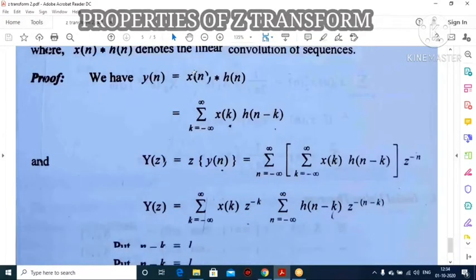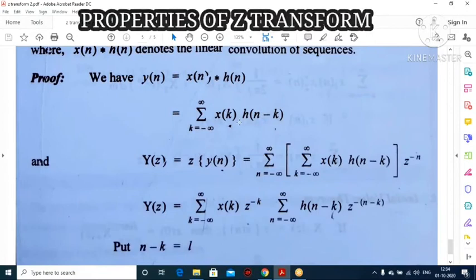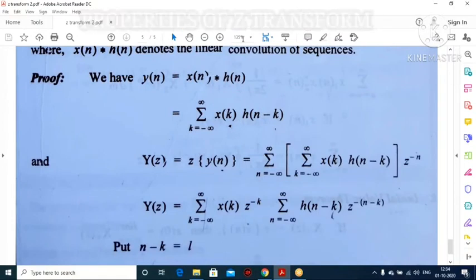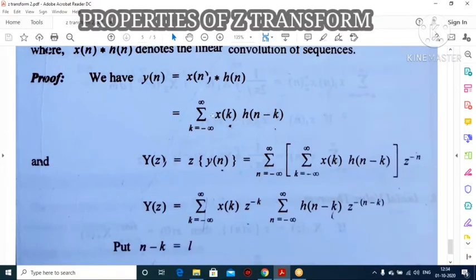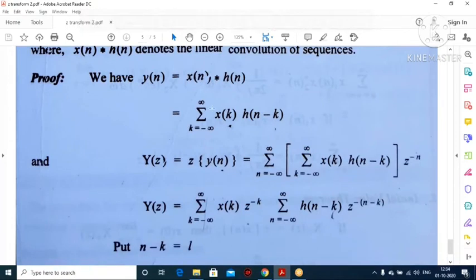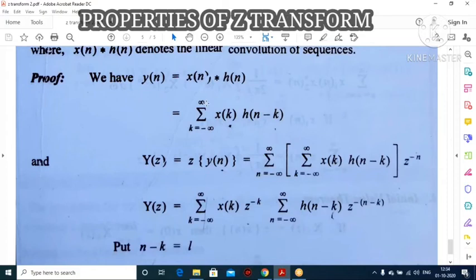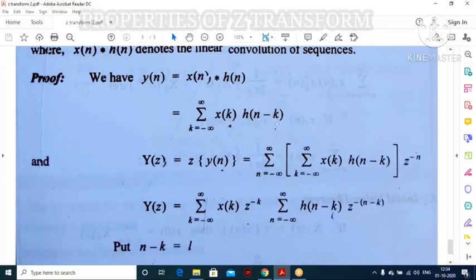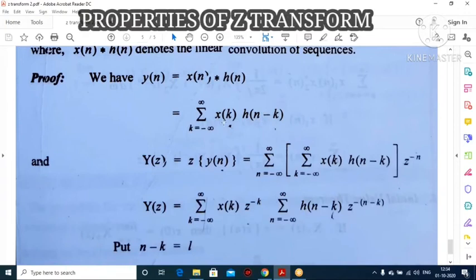So summation of x of k into h of n minus k. This is nothing but the definition of convolution. The definition of convolution is y of n equal to x of n star h of n. So it can be written as summation k equal to minus infinity to infinity x of k into h of n minus k. One actual sequence, one delayed sequence. So here x of k into h of n minus k.